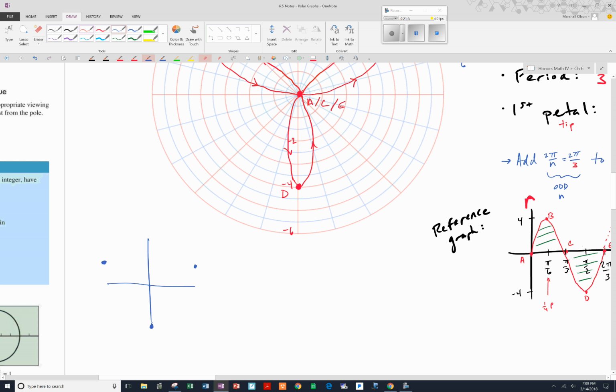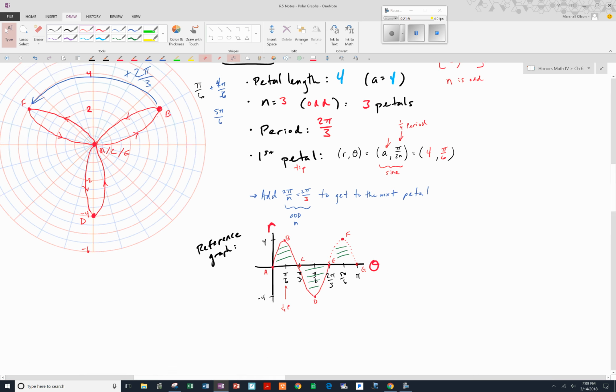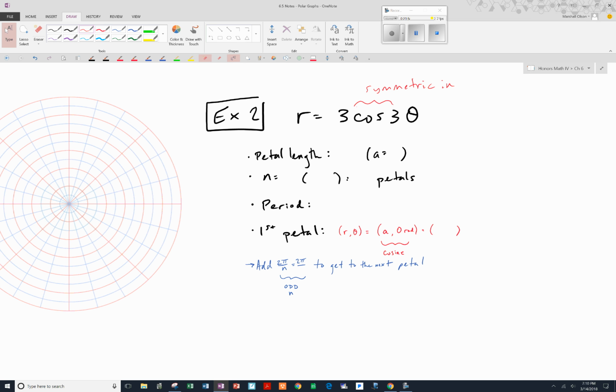Well, there are my 3 pedal tips, and then we'll just do a sketch in like this, and it'll be much faster than making that reference graph. Okay, let's try another example here, and we're going to do one more where we use this reference graph.